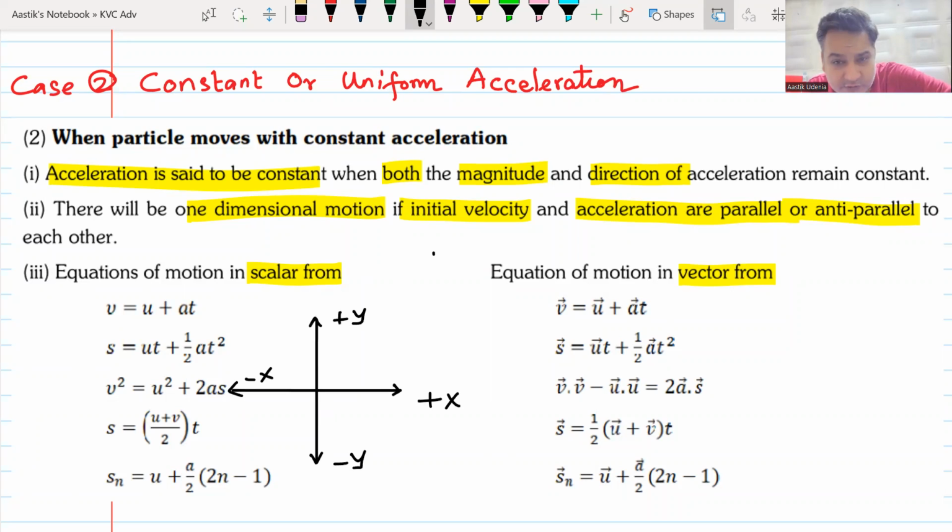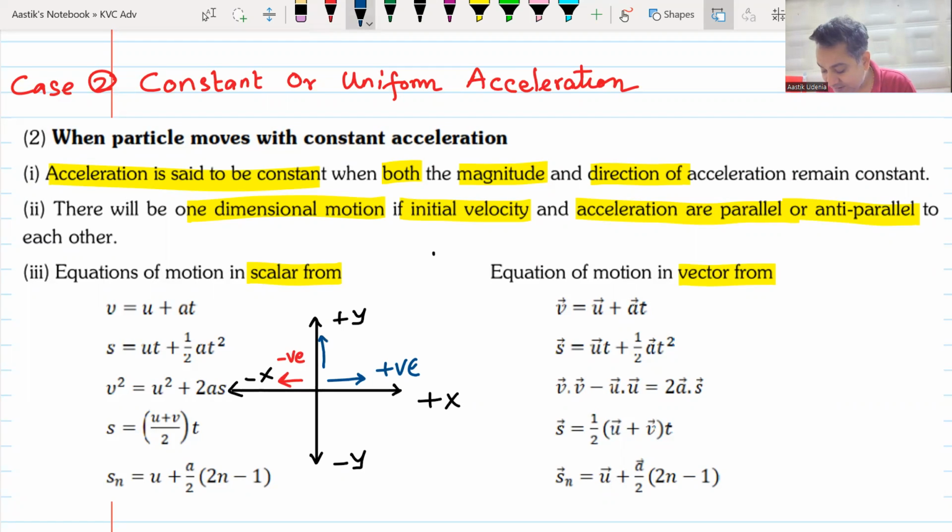When we use scalar equation or equation in scalar form for 1D or 2D motion, we only make equation along x-axis or along y-axis. What is the sign convention that we use, my dear friends? Tell me. You know it or not? If anything is moving along positive x-axis, we will treat it as positive. Yes or no? Anything moving along negative x, we will treat it as negative. Any vector along negative x will be treated as negative.